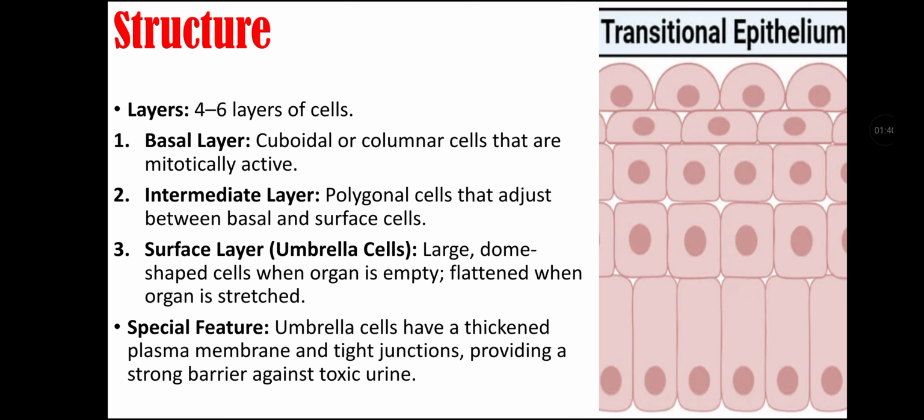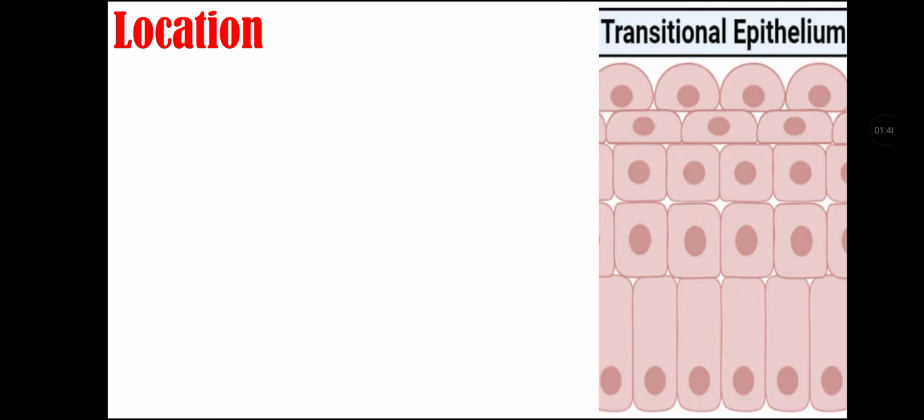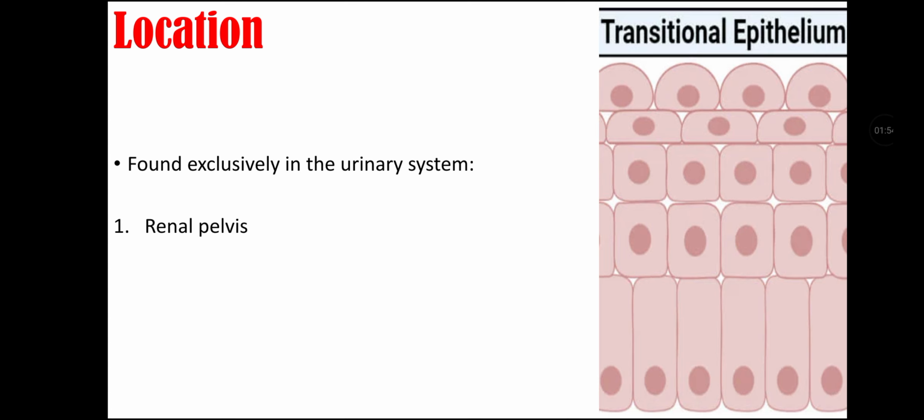A special feature is that umbrella cells have a thickened plasma membrane and tight junctions that provide a strong barrier against toxic urine. Location of transitional epithelium. They are found exclusively in the urinary system, like in the renal pelvis, ureters, urinary bladder, and proximal urethra.